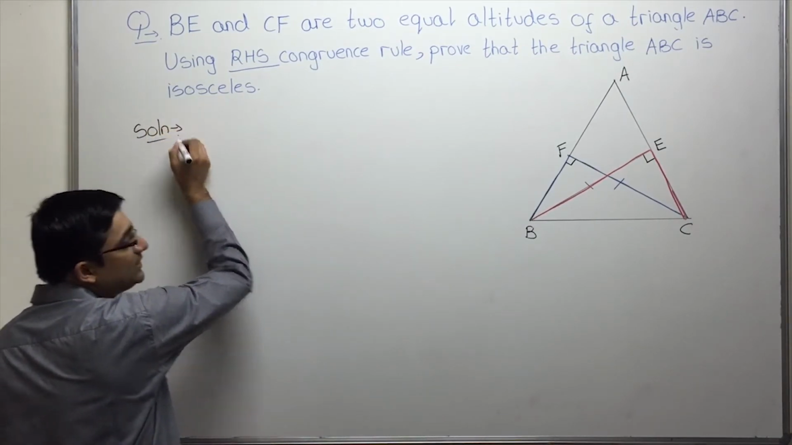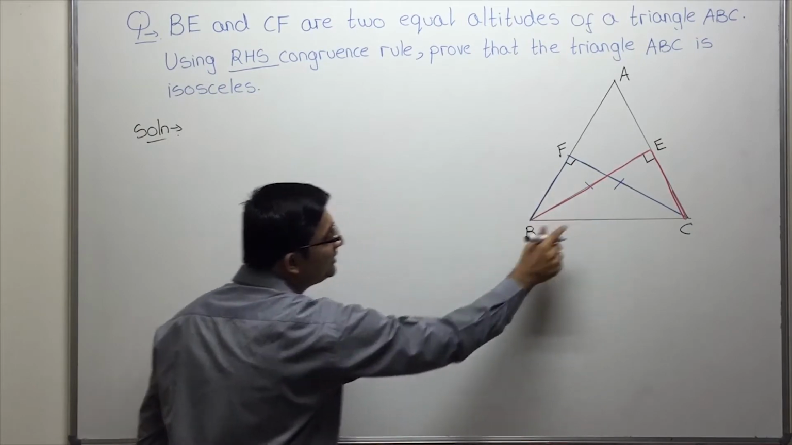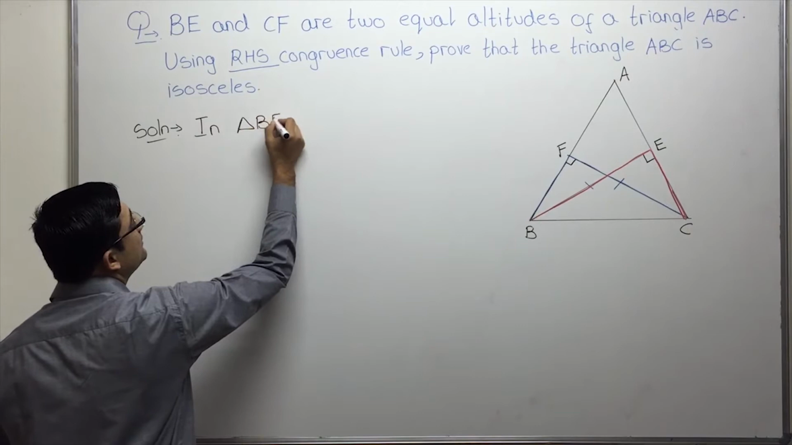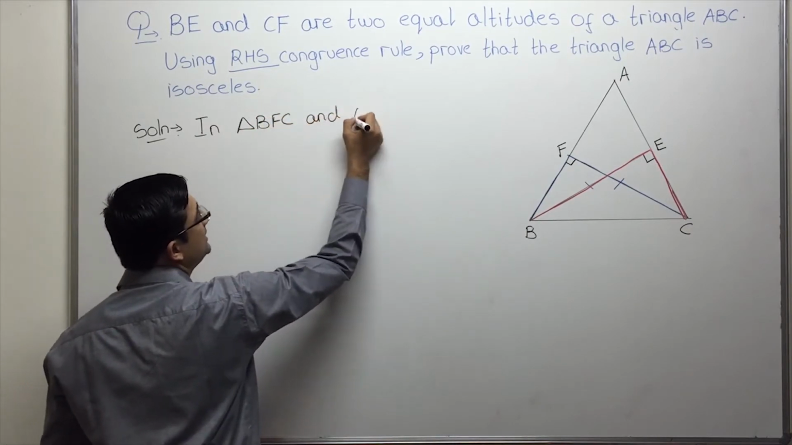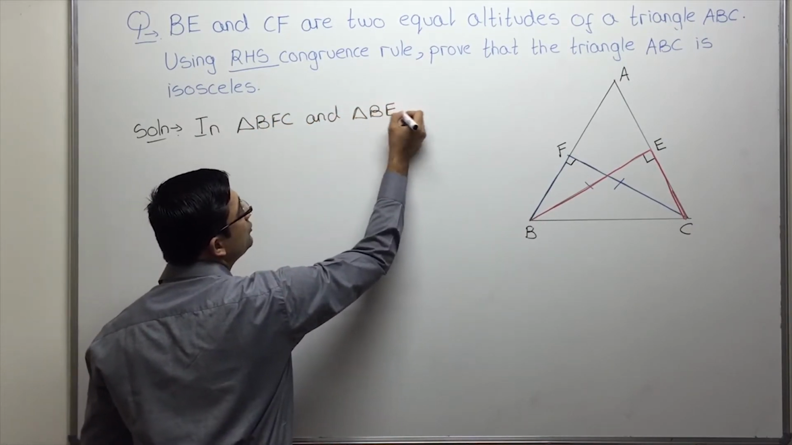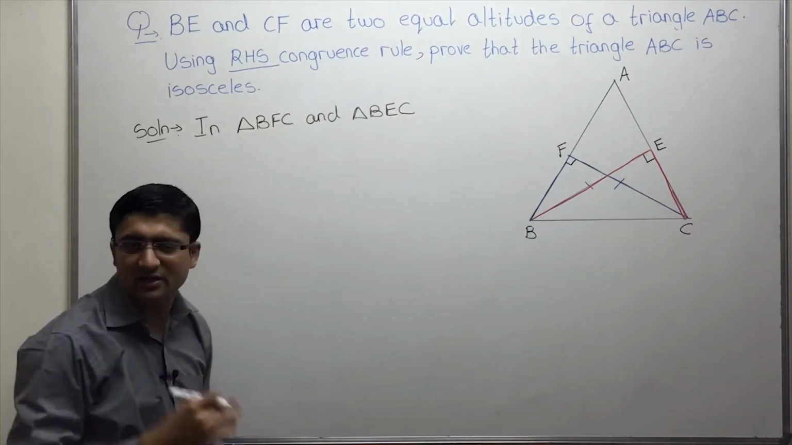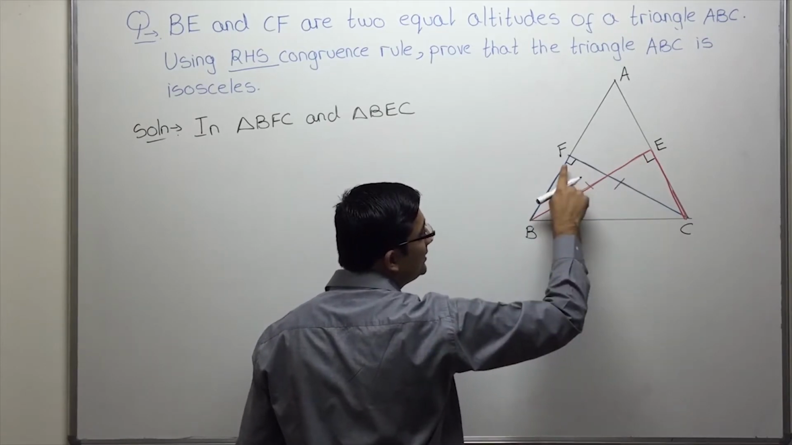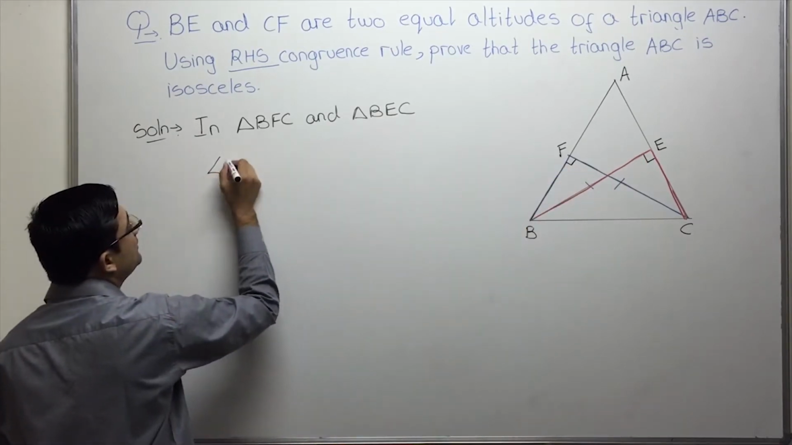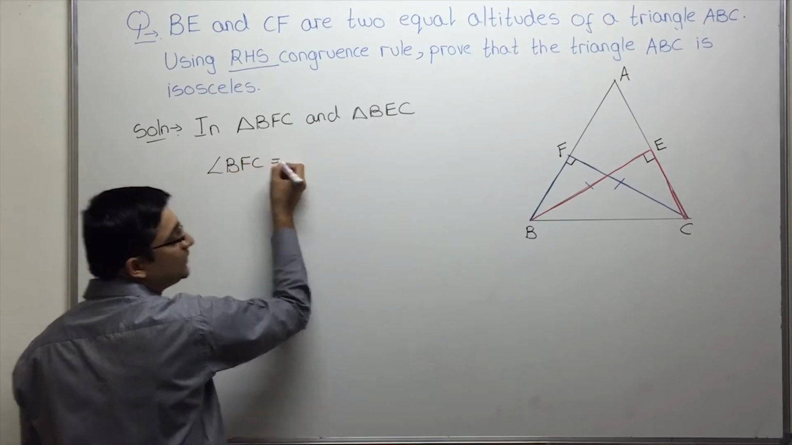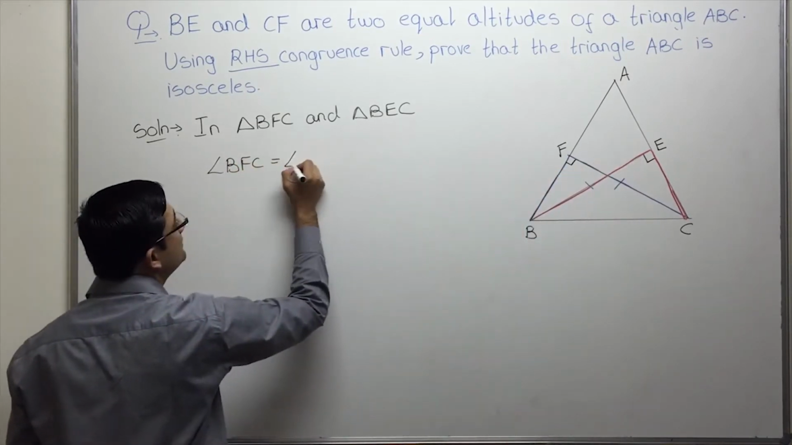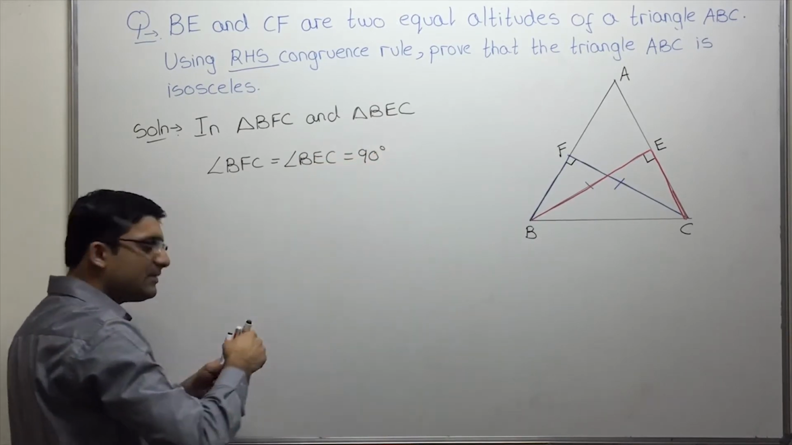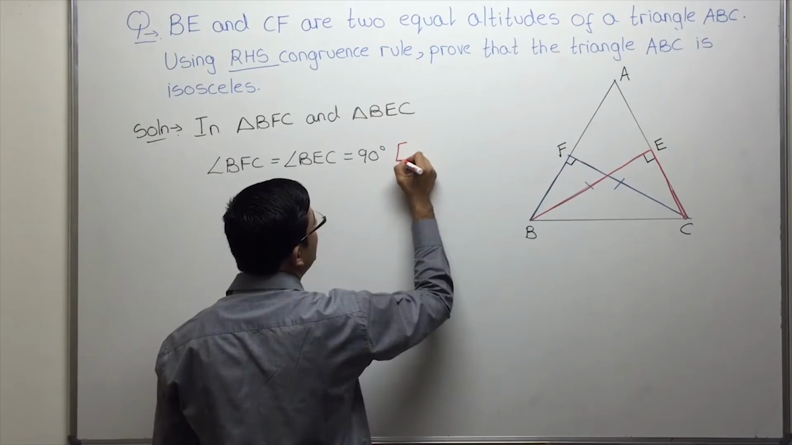Which two triangles are we taking? Triangles BFC and BEC. In triangle BFC and triangle BEC, we basically have to show these two triangles to be congruent by RHS criteria. First begin with the right angle. Both these angles are 90. So angle BFC is equal to angle BEC, which is equal to 90 degrees. What is the reason behind this? This is given to me. So write in bracket, given.